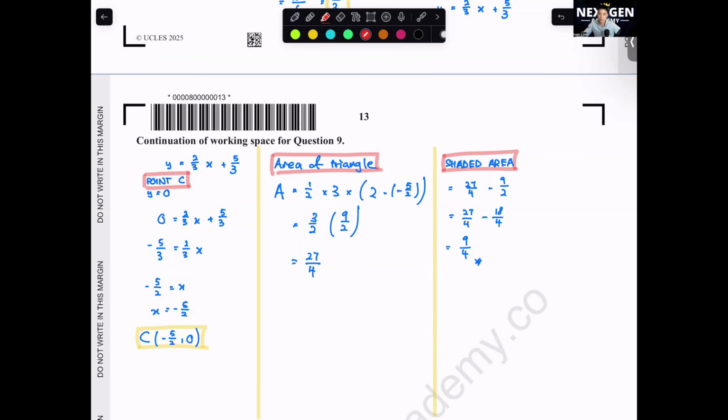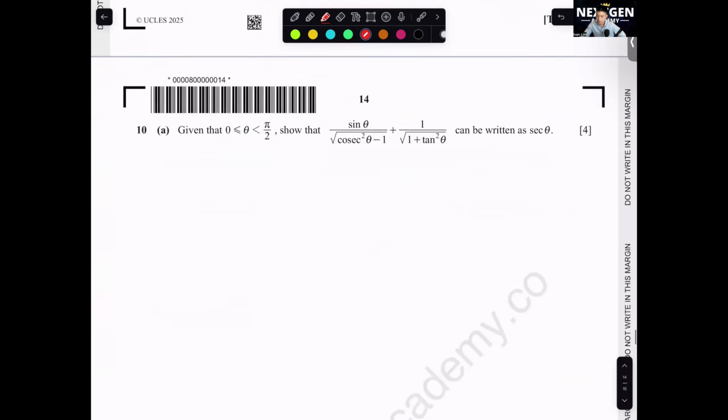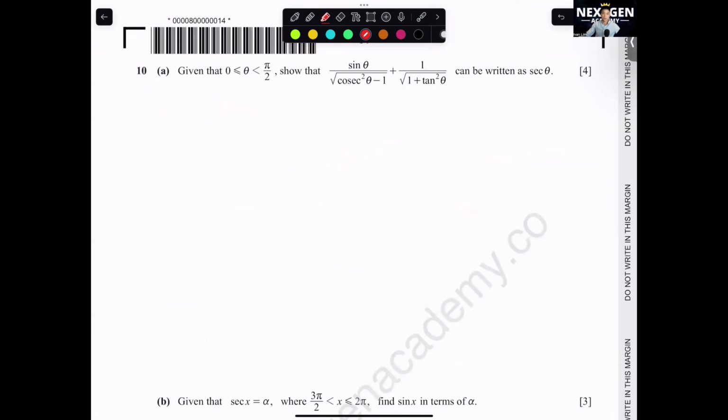All right. Okay, let's go to question 10. Later if y'all have any questions, y'all ask me, but I'll finish up this paper first. Question 10. Show that sine theta over the square root of cosecant square theta minus 1, plus 1 over the square root of 1 plus tangent square theta, can be written as secant theta. What's the first step here?